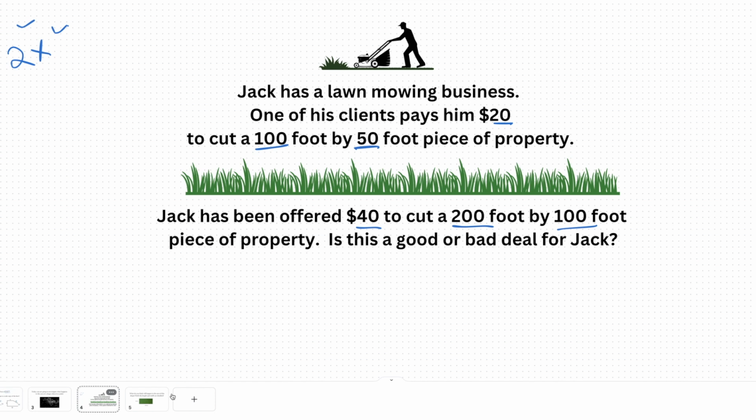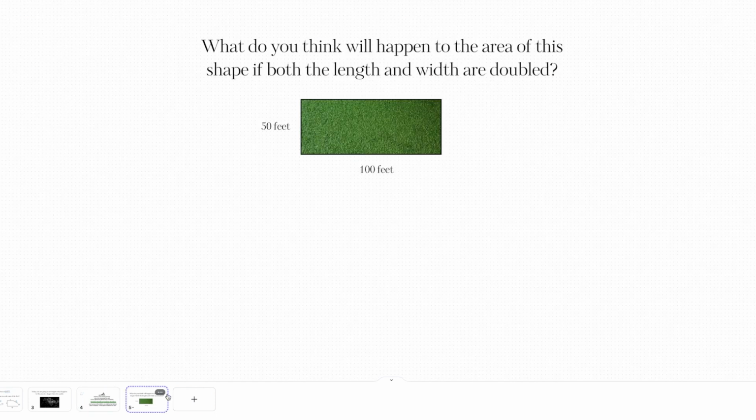Take a look at this. This will help you figure it out. It says, what do you think is going to happen to the area of this shape if both the length and width are doubled? Here's the original shape that Jack got paid $20 for. Let me put a big 20 right here. The question is, what's going to happen when these dimensions change from 50 to 100, and from 100 to 200?